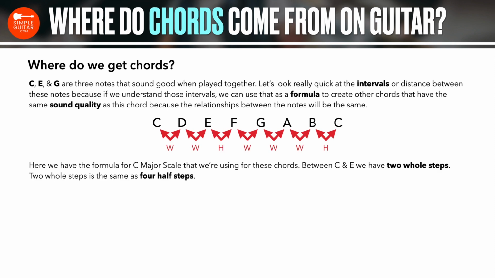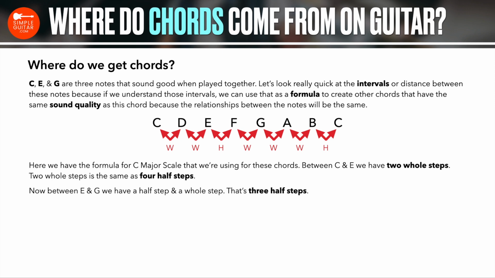So here's our C major scale, and I put the distances between each note of the scale. If you remember from the video on the major scale formula, that should look familiar. So between C and E, we have two whole steps. Two whole steps is the same as four half steps.